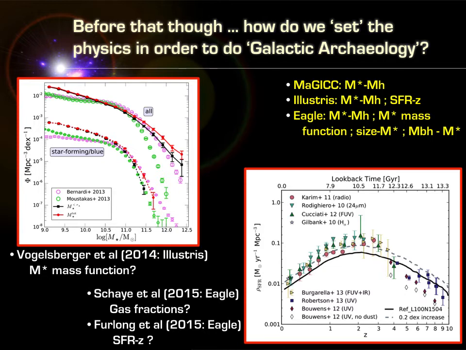So for example, it's a bit busy here, but if you look at the plot on the left, that's what we call the mass function. It's a logarithmic distribution of the number of galaxies as a function of stellar mass.